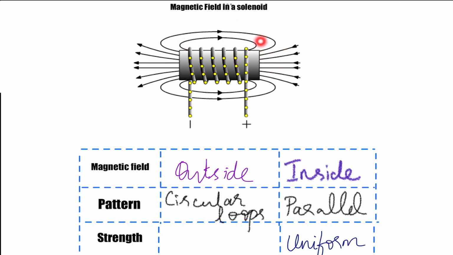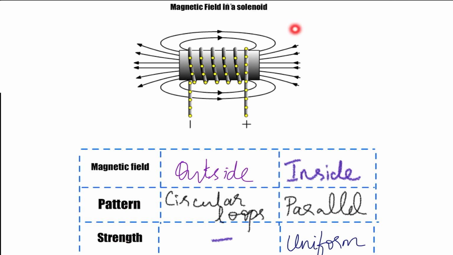Now coming to the strength outside the solenoid. It is very less and practically we take it as nil. Since it is too less compared to the field inside the solenoid, for our experimental purposes, we take the strength of the magnetic field outside the solenoid as nil. So in this whole activity, we have learned about the magnetic field strength and the pattern.